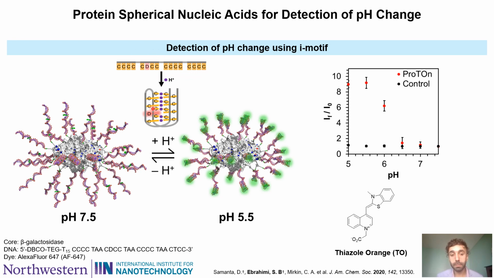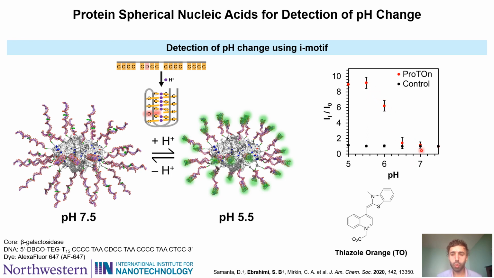When pH is lowered, the structural change causes the dye to be in a more rigid environment, and fluorescence is turned on. So if we take these fit aptamers and put them on a protein core, we're going to use beta-galactosidase as our protein core, and then do the experiment in buffer to see how these respond to differences in pH, we get a very nice up to 10-fold fluorescence enhancement as we lower pH.